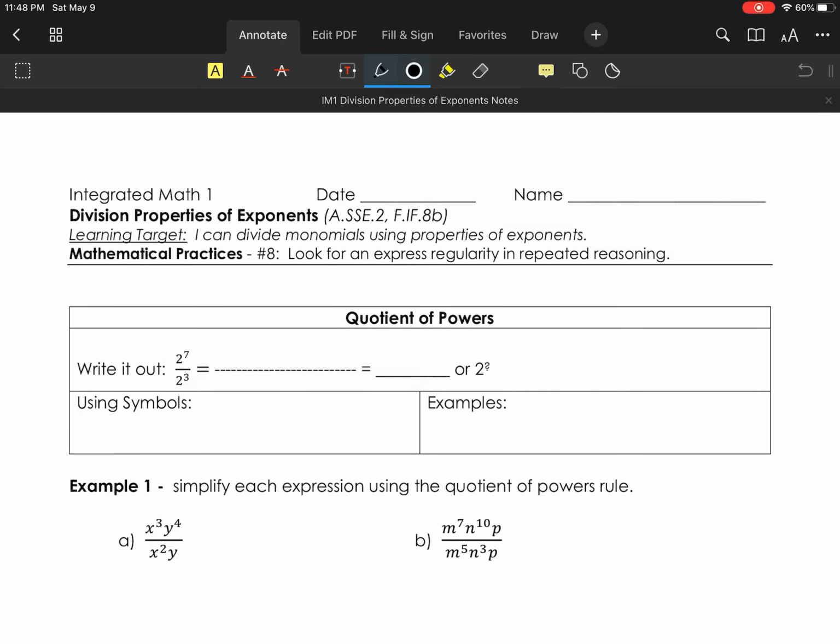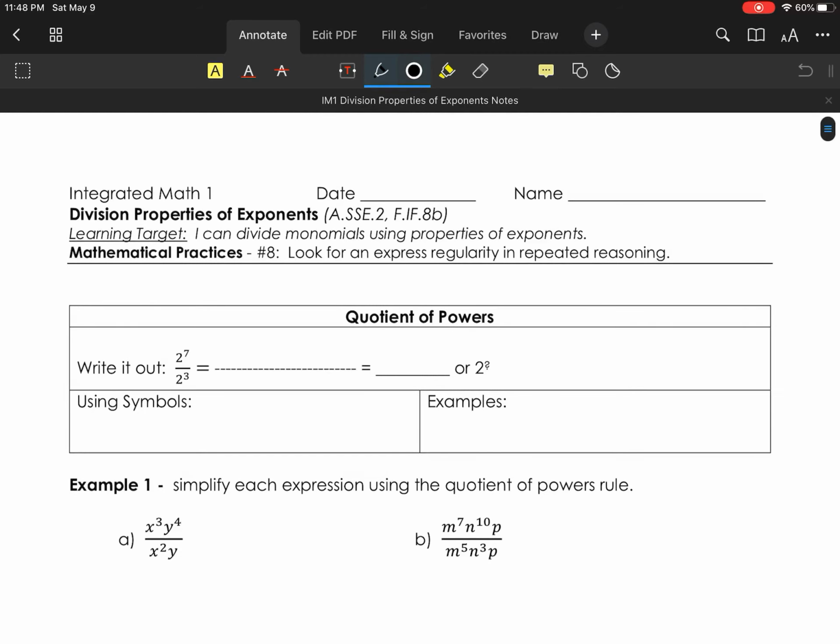So the first one, you have 2 to the 7th over 2 to the 3rd. So thinking about what that means, 2 to the 7th is 2 multiplied by itself 7 times. So in my numerator, I'm going to write 2 times 2 times 2 times 2 times 2 times 2 times 2, 7 times. And in my denominator, 3 times. Whenever you have 2 over 2, it just cancels out. So I'm going to cancel this one out, and this one out. So I'm left with 2 times 2 times 2 times 2, which is 16. And that's the same thing as 2 to the 4th.